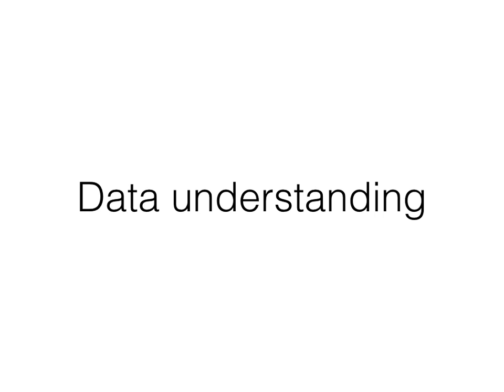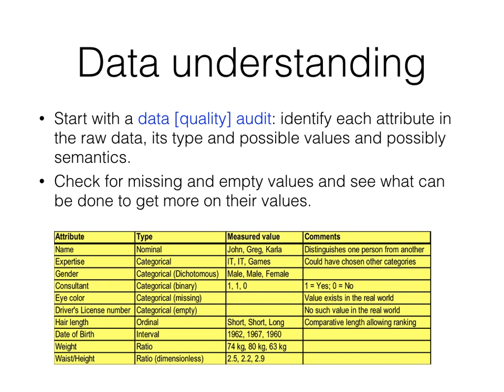Okay, let's look now at data understanding. So data understanding, we often start with something called a data audit or a data quality audit. And we're looking at each of the attributes in our raw data, what type of data it is, so whether it's a nominal attribute, an ordinal attribute, and the others. We look at the possible values, and potentially we want to look at the semantics, the meaning of that attribute. And we're going to check for missing and empty values and perhaps see what we could do with those values.